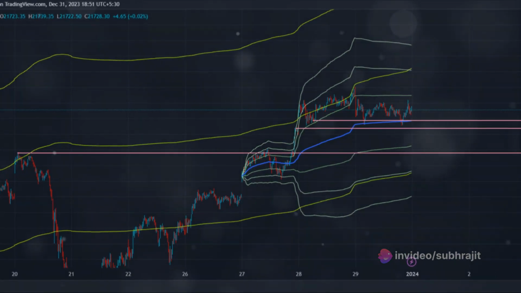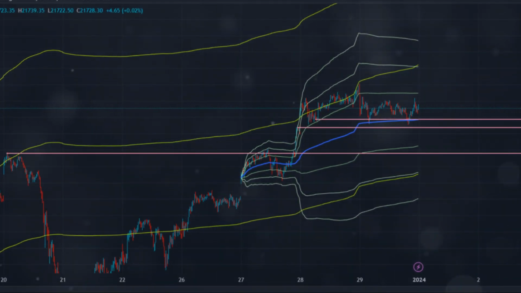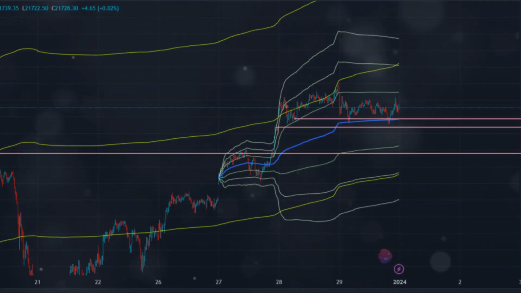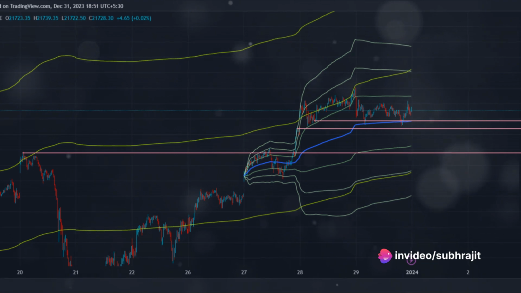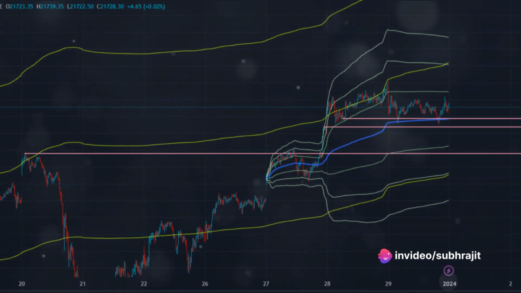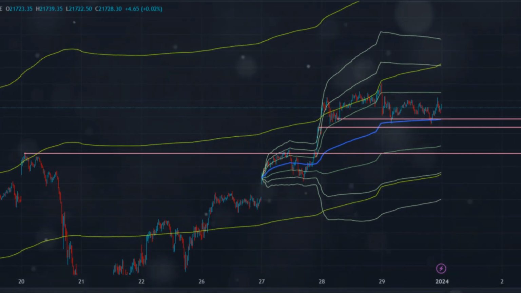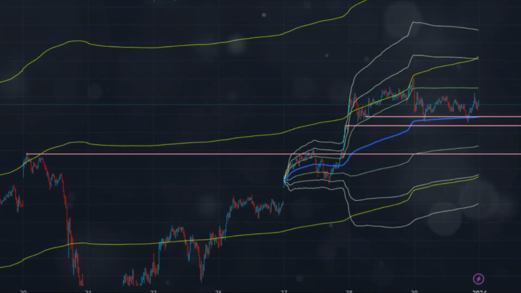When the price of a stock or index moves away from the VWAP line and hits one of these deviations, it often bounces back like a rubber band. This is a phenomenon known as reversion to the mean. The price tends to revert back towards the average, or in this case, the VWAP line.